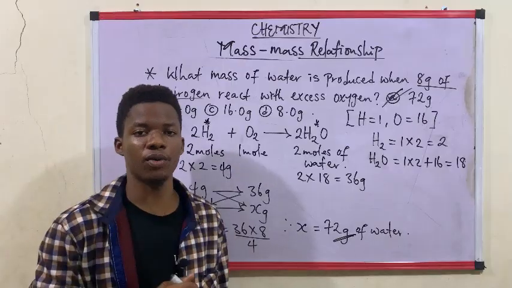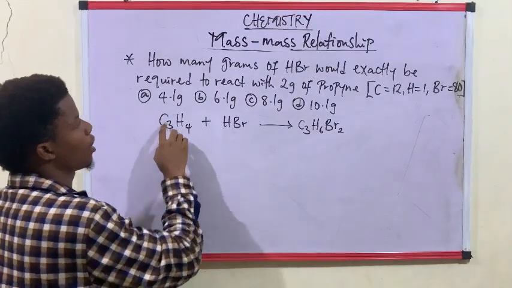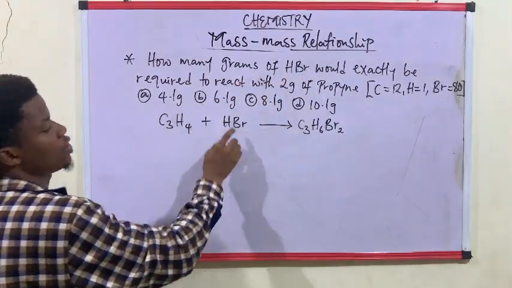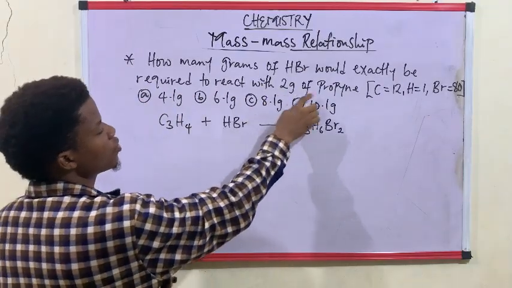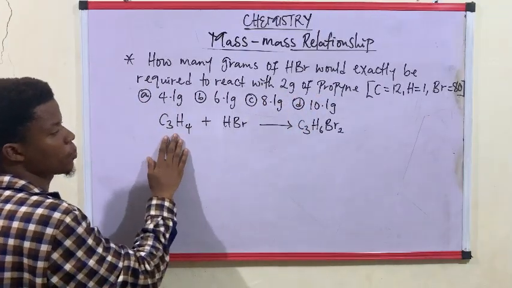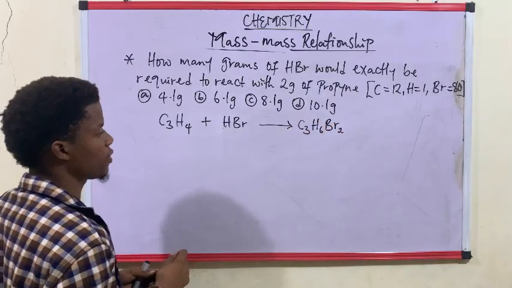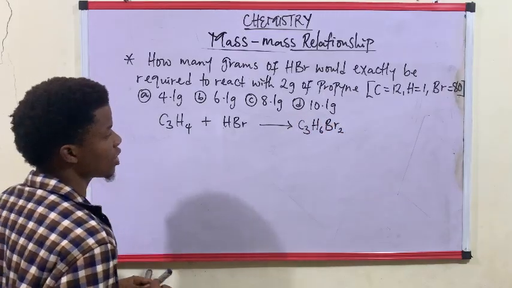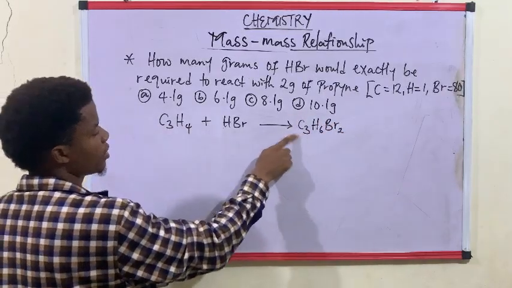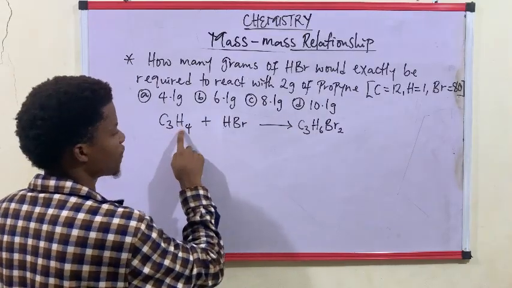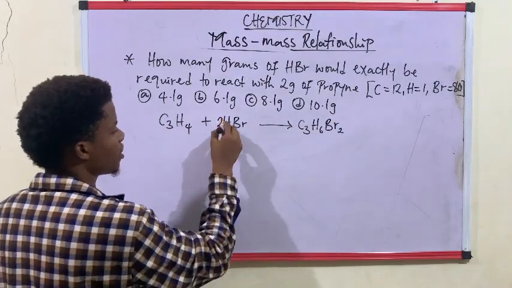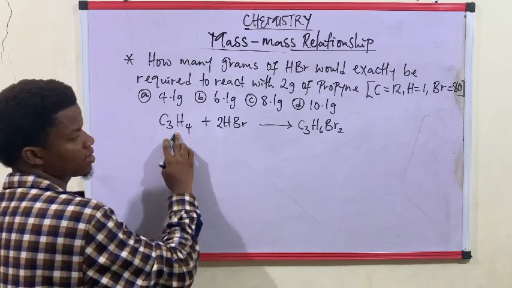Now let's look at the final question. It says, how many grams of HBr would exactly be required to react with 2 grams of propane? This is propane. So this is already the reaction given. Now, if you are to balance this reaction, we have three carbon, hydrogen here 6, hydrogen here is 4, but 1 here. So if I put 2 here, it becomes 2 and 4, that's 6.